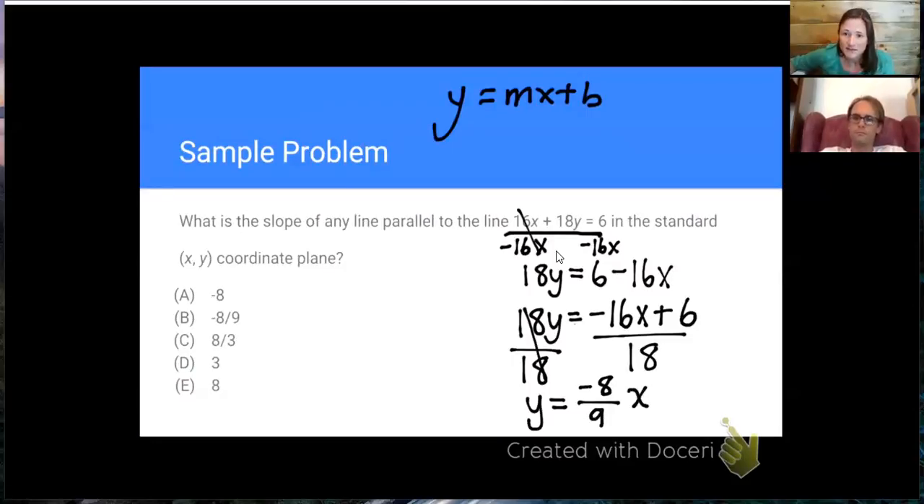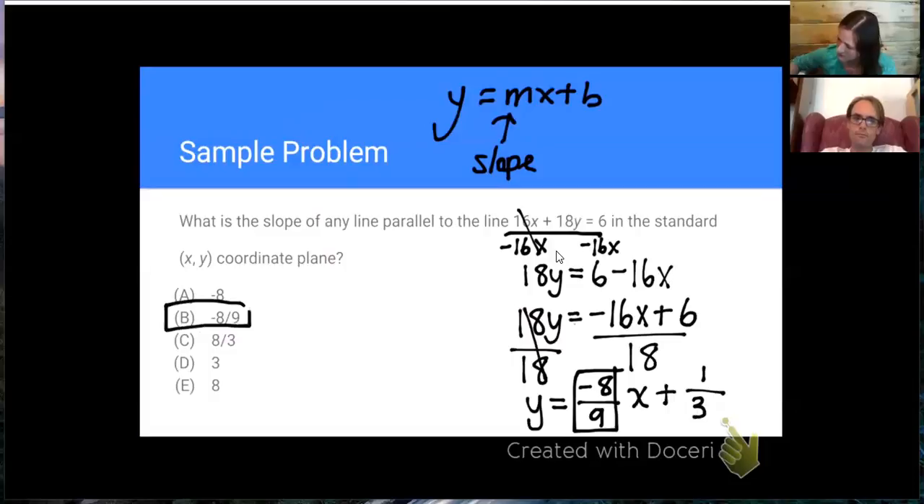And then the plus 6 over 18 can also be reduced because 6 goes into both of those. 6 divided by 6 is 1. 18 divided by 6 is 3. So in y equals mx plus b, m is the slope. Have a look at that equation, Paul, and what do you think the slope is? If m is the slope, it's negative 8 divided by 9. Negative 8 over 9. That's right, because it was asking for the slope of a parallel line, and parallel lines have the same slope. Good job.